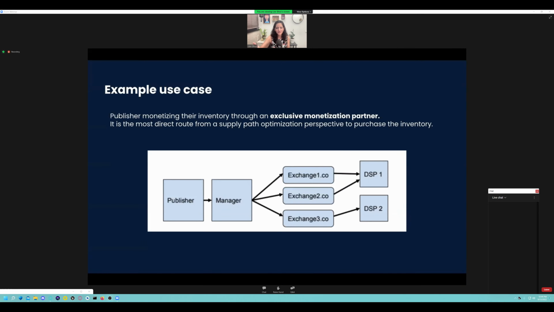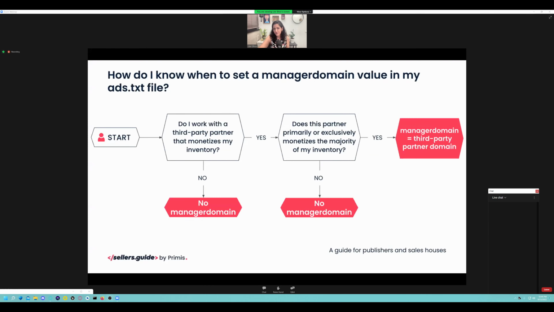A publisher is monetizing their inventory through an exclusive monetization partner. So the publisher itself doesn't have any direct seats. They don't work directly with exchanges. They only use one monetization partner. So in this case, the monetization partner is equal to the manager domain. We prepared a few slides just to explain the basic use case. I'll just read them through, and you'll have the deck later so you can pass it on to your team and use it yourself when you ask yourself, what is the manager domain for you?